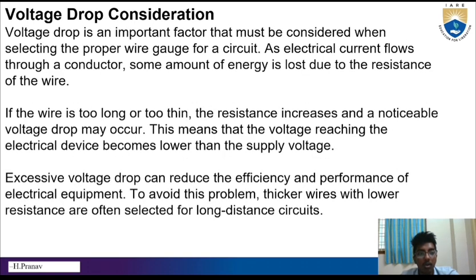So, coming to the voltage drop consideration, voltage drop is an important factor that must be considered when selecting the proper wire gauge for a circuit. As electrical current flows through a conductor, some amount of energy is lost due to the resistance of the wire. If the wire is too long or too thin, the resistance increases and a noticeable voltage drop may occur. This means that the voltage reaching the electrical device becomes lower than the supply voltage. Excessive voltage drop can reduce the efficiency and performance of electrical equipment. To avoid this problem, thicker wires with lower resistance are often selected for long distance circuits.